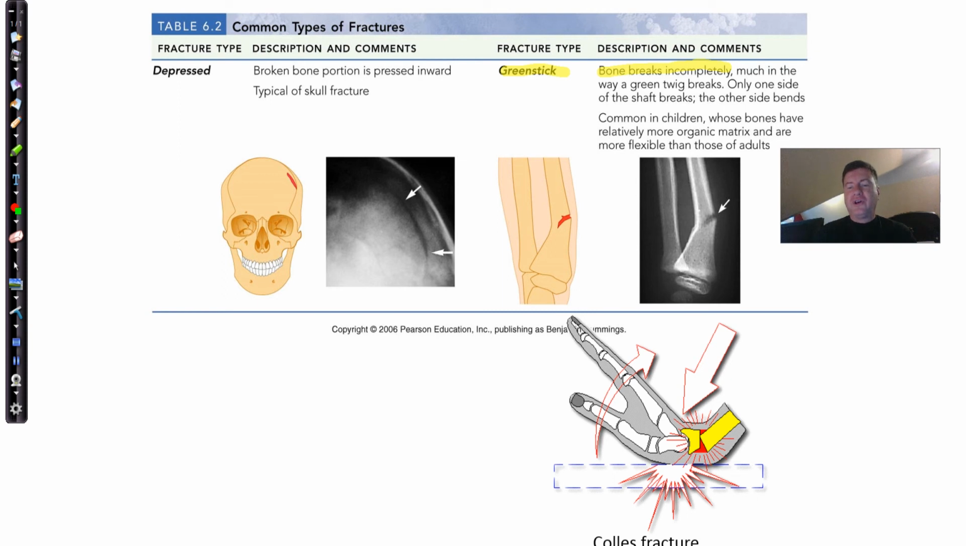And finally, I do show you a Coles fracture. It's actually a fracture of the distal radius. If someone's trying to catch themselves when they're falling, then they can break off the end of that bone. And then once again, wrist fractures are relatively common before the age of 75.